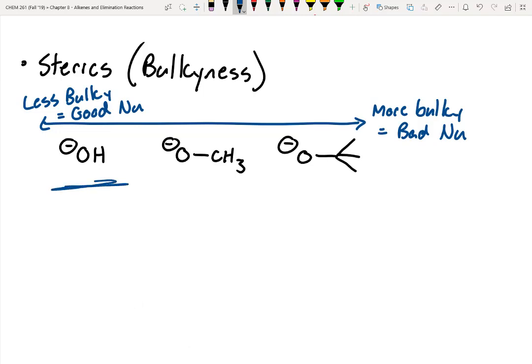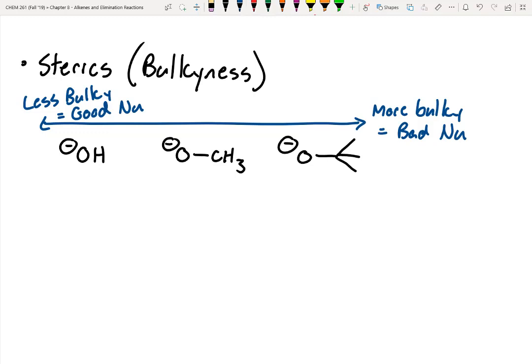So you said that OH negative is a bad nucleophile? You've already said that OH is a bad nucleophile. Not quite. I'd say OH negative is a pretty good nucleophile, right? Oh, it's a bad leaving group. It's a bad leaving group. Yeah. Exactly. All right. Thank you.